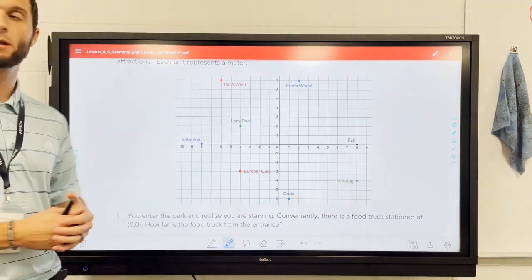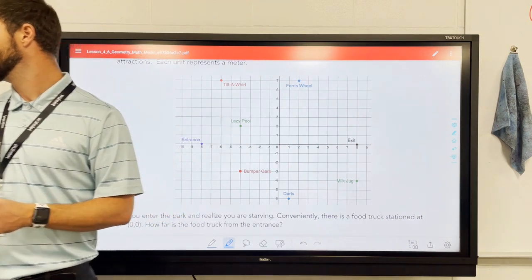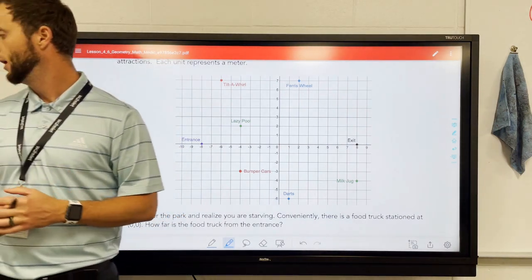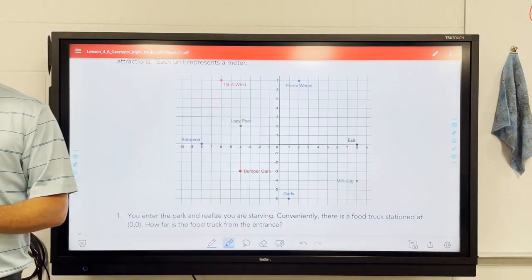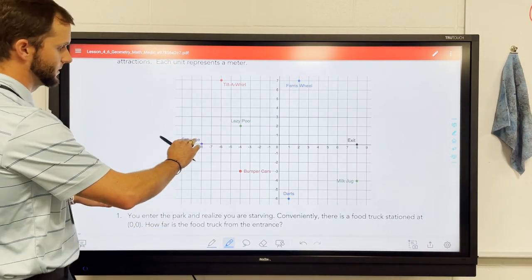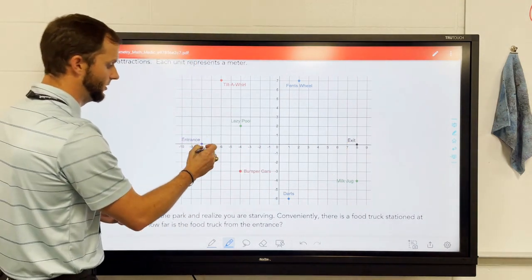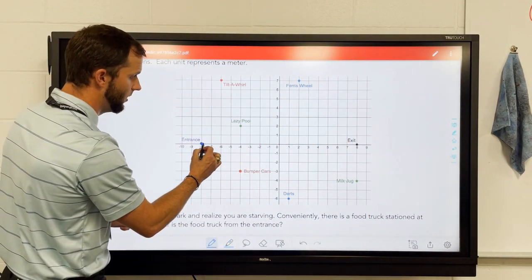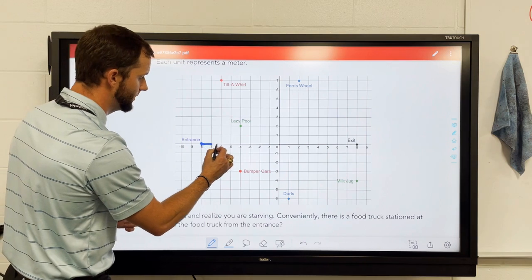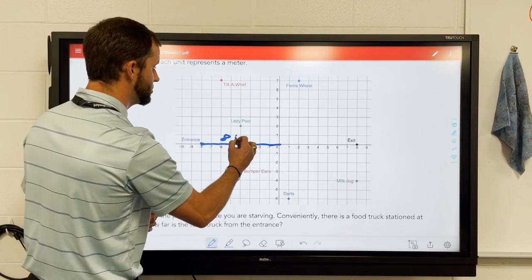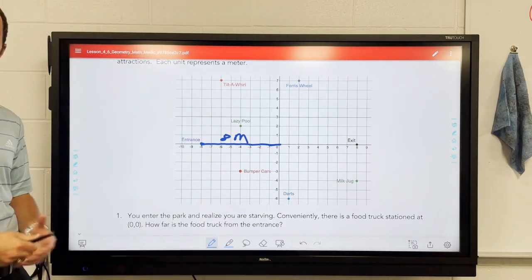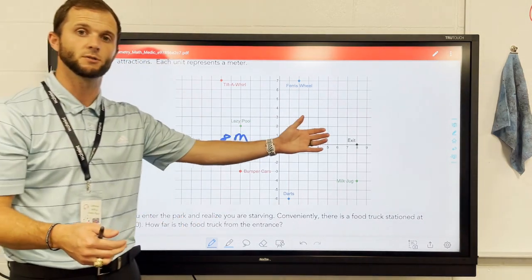That first one asks: you enter the park and realize you're starving. Conveniently, there's a food truck station at (0, 0). How far is the food truck from the entrance? Well, this is easy. Since it is on a horizontal line, I'm literally going to count from the entrance all the way over to (0, 0). So 1, 2, 3, 4, 5, 6, 7, 8. Your answer should be 8 meters. That should be your answer to number 1. It's pretty simple because it's horizontal distance, right?